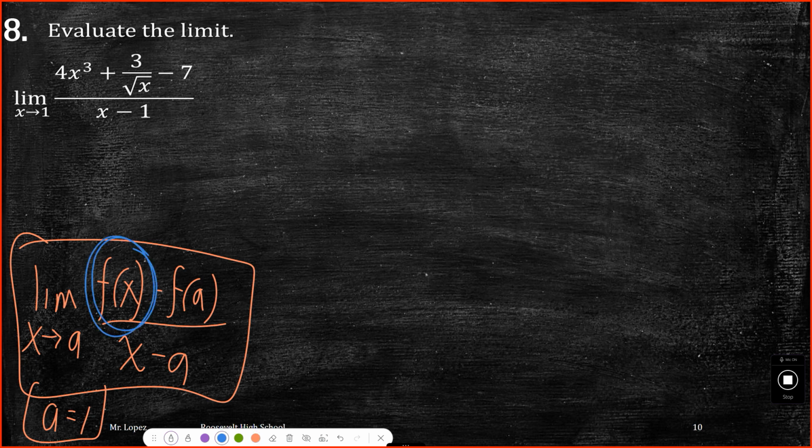What is f of x? And now I'm going to use the new tricks. So now I can just take the derivative of this and then evaluate at this point. So f of x is going to equal 4x to the third plus 3 square root of x. I'm just kind of cheating here.